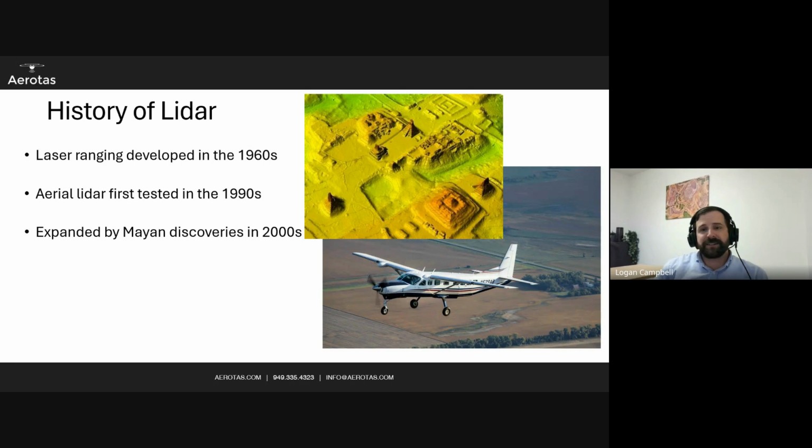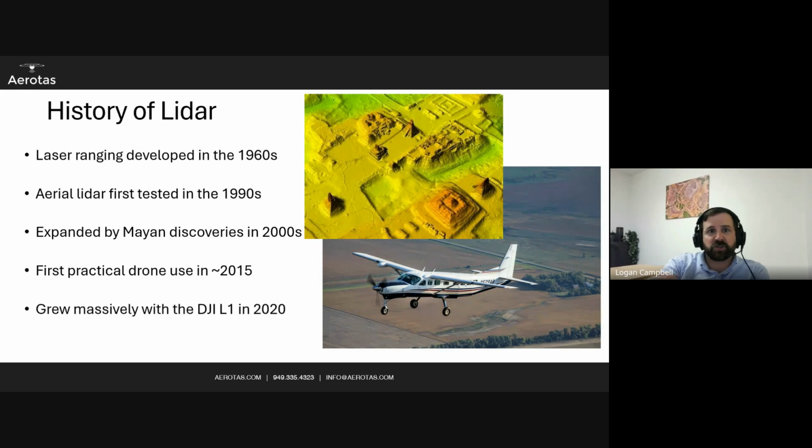Aerial LiDAR itself was first tested in the 1990s, and then it was expanded a lot in the cultural zeitgeist when some aerial LiDAR, fixed wing based, very heavy, very expensive, very low resolution by modern standards, helped to discover Mayan ruins underneath forests in Central and South America in the early 2000s. LiDAR's first somewhat practical drone use started about 10 years ago, in about 2015, when companies like Riegl started strapping very, very, very expensive laser scanners to drones.